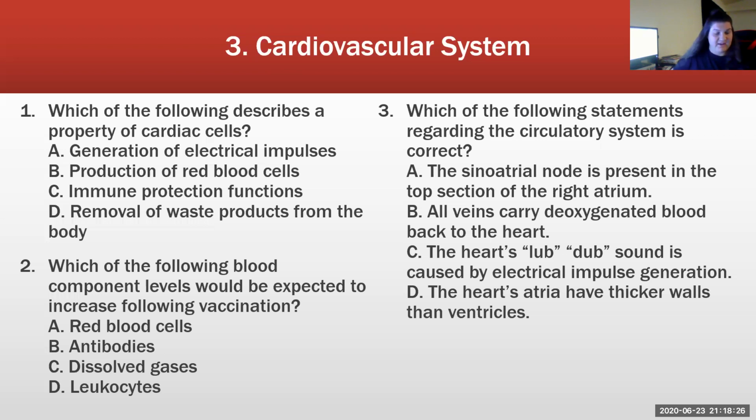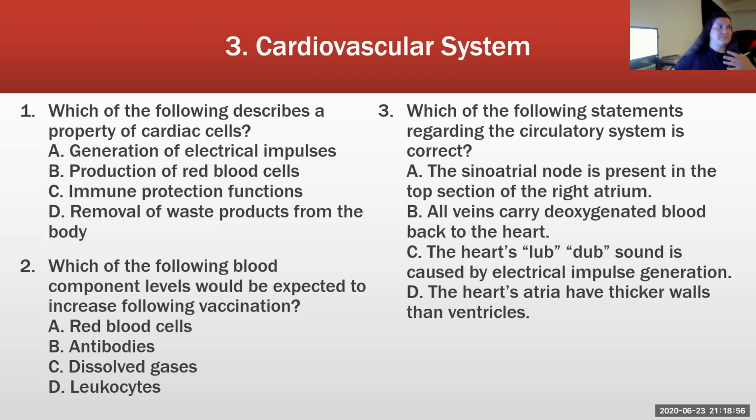The pulmonary vein carries oxygenated blood from the lungs to the heart. So not all veins carry deoxygenated blood back to the heart. The heart's lub-dub sound is not caused by impulse generation. It's actually caused by the valves opening and closing, the valves between the atria and the ventricles. That's what causes the lub-dub. The atria are thinner walled as they receive blood from the veins. Ventricles are thicker walled as they pump blood out through the arteries.